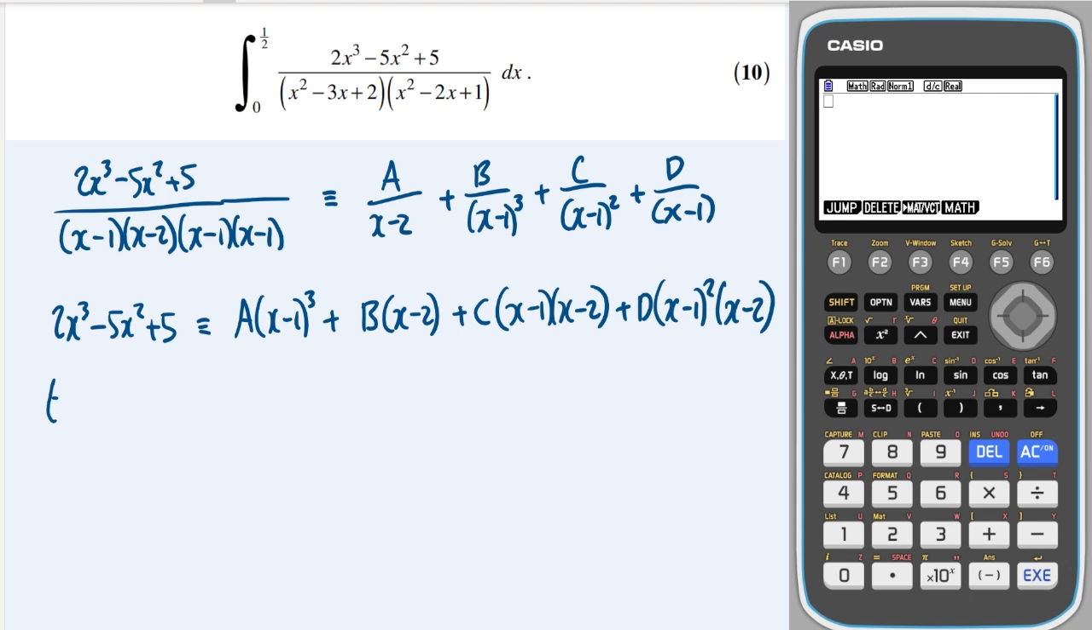We let x equal 1 to start, sorry, plus 1 of course, which will give me 2 minus 5 plus 5, which is just 2. And all of the ones with x minus 1 are going to cancel, so we've just got this b term here, which will be 1 minus 2, which is minus 1, so minus b. So therefore b is equal to minus 2.